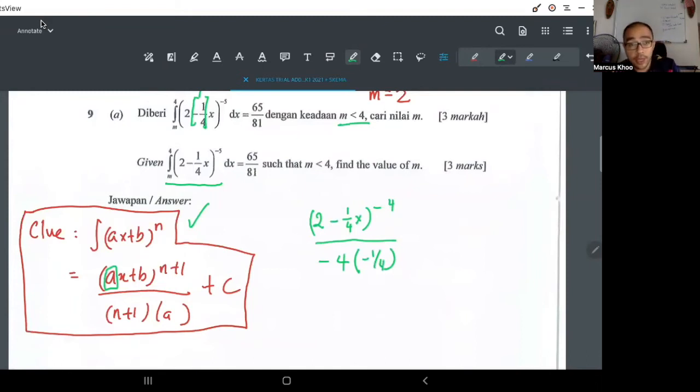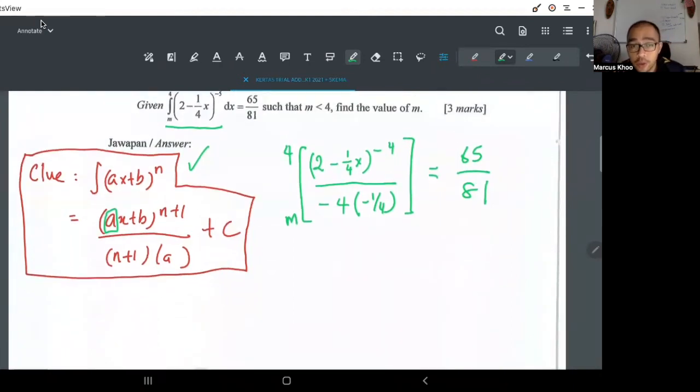And because this is a definite integral with limits, we don't have to plus C. Then it equals 65 over 81. So when you put in the M and the 4 and everything, yes, I know you will get this to the power of 4. But don't worry about it. I think you should be able to solve it, just leave the M over there.